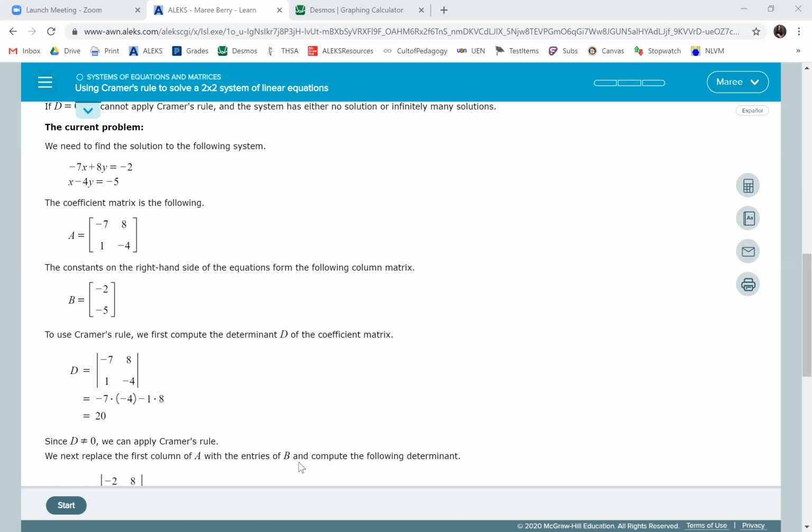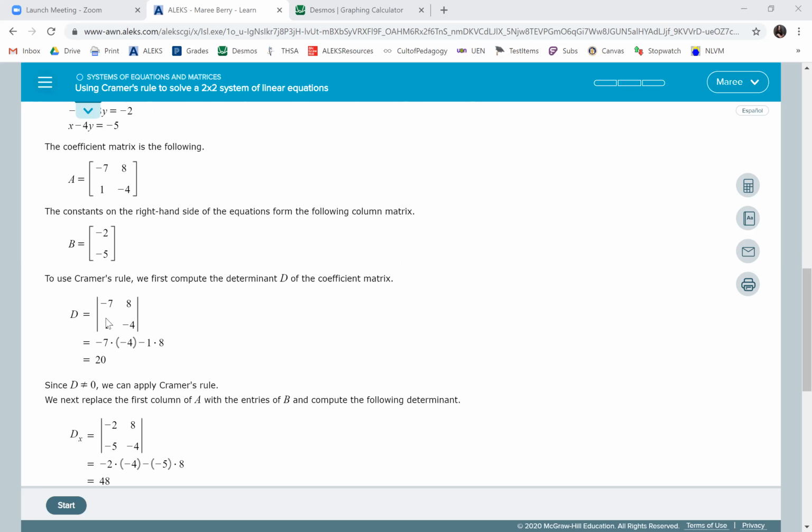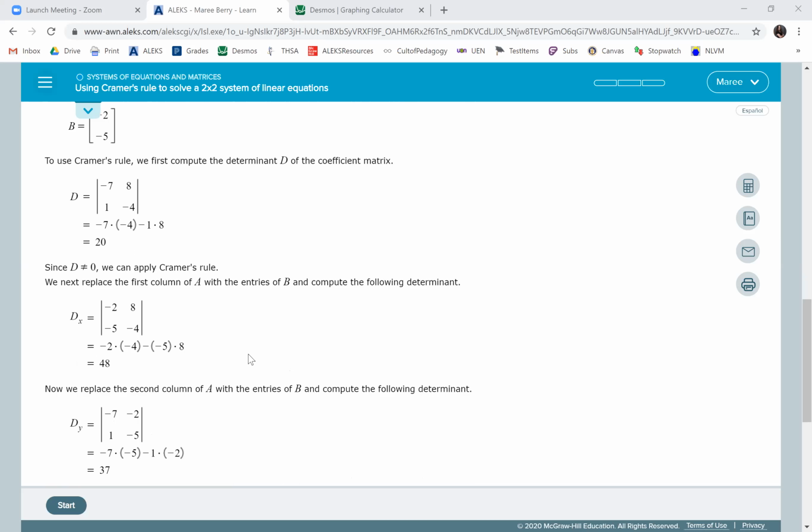So here's the example. The problem they gave us is written right here. We take our coefficient matrix, -7, 8, 1, -4, and here's our answer matrix, -2, -5. We begin by taking the determinant of that coefficient matrix. So we do -7 times -4, which is a positive 28, minus 1 times 8, which is 8. So the determinant is 20. That means we can use Cramer's rule.